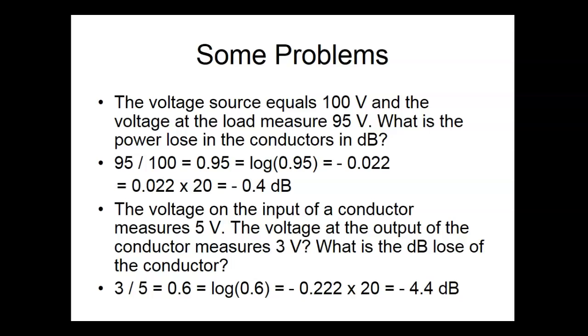The voltage on the input of a conductor measures 5 volts. The voltage on the output measures 3 volts. What is the dB loss of the conductor? So out over in, 3 over 5. You take the log of that. Then you do what? Multiply it times 20, because we want to make it relative to power. Everybody understand that? Yes or no?